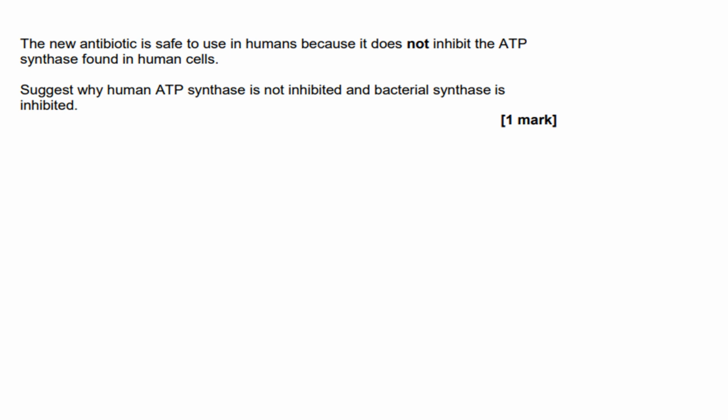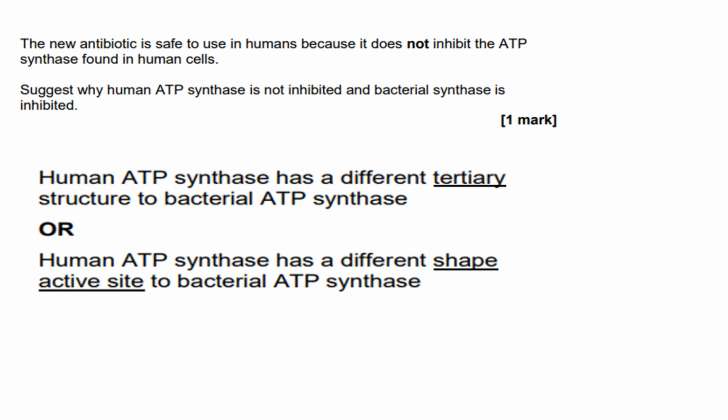The new antibiotic is safe to use in humans, and it does not inhibit the ATP synthase found in human cells. So why is this chemical affecting bacteria ATP synthase but not humans? Clearly, the structure must be different. So when you give the answer, you can say that the structure is different, use keywords, the tertiary structure is different, it has a different shape, is good enough to score the marks.